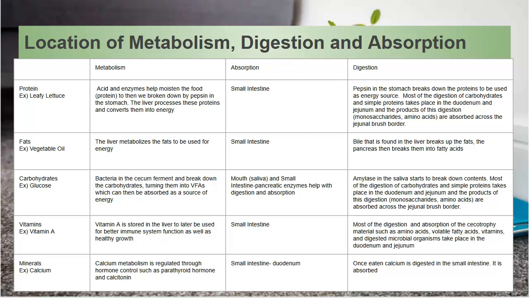Looking at the metabolism, acid and enzymes help moisten the food, which in this case would be the protein, to then be broken down by pepsin in the stomach. The liver processes these proteins and converts them into energy.